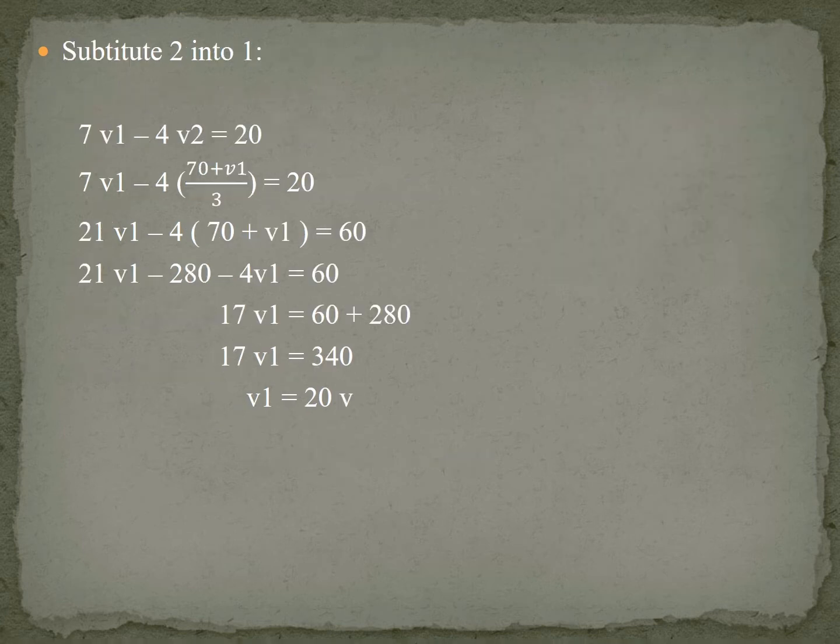Since we already have equation 1 and equation 2, we can substitute 2 into 1. Then we will get 7V1 minus 4 bracket (70 plus V1) over 3 equal to 20. We rearrange the equation and we will get V1 equal to 20 volt.